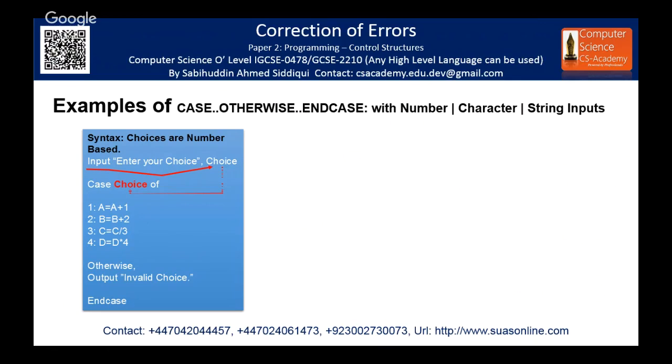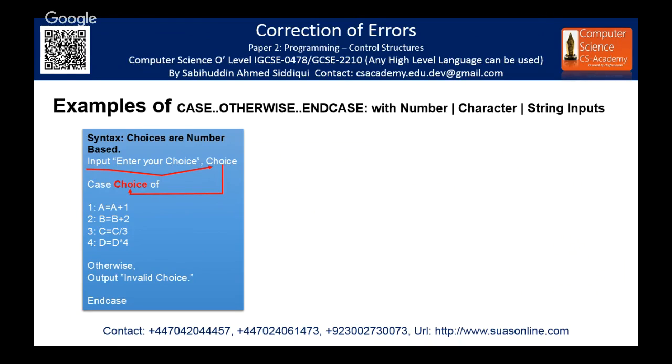transferred to the case choice. That means the choice is acting like a container which will receive the value or the choice from the user. The value is received into choice, and then the choice is transferring the flow to one. So this is the type of number. If you press number 1, the calculation will be a equals a plus 1, the positive counter will start. That means the natural numbers will start.